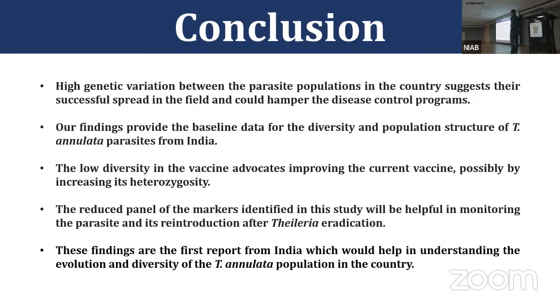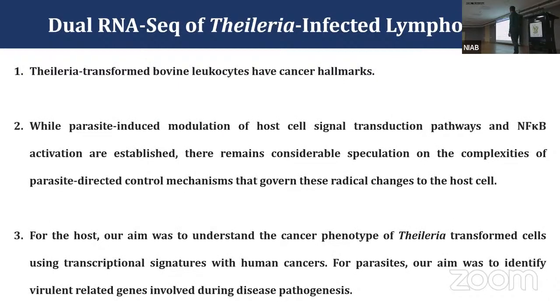Then this is the first data about the diversity and population structure of Theileria annulata in India. The low diversity in the vaccine might affect vaccine efficacy, and the reduced panel of markers identified in the study will be helpful in monitoring the parasite and its reintroduction after Theileria eradication. So these findings are the first report from India and would help in understanding the evolution and diversity of the parasite. Now next, let's come to the other objective, that is dual RNA-seq of Theileria lymphocytes.